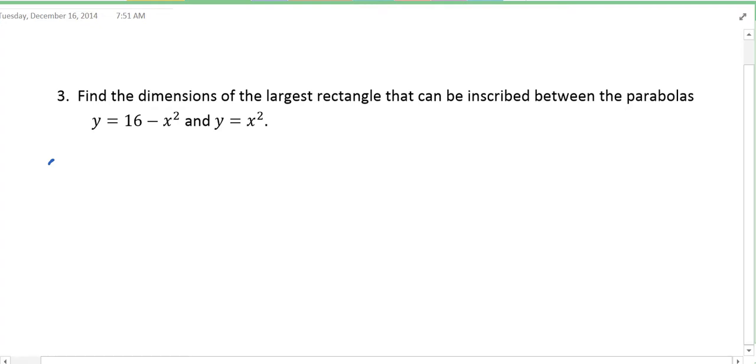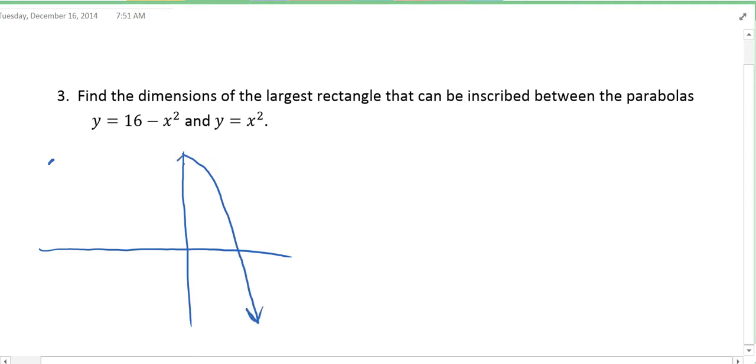So first thing we want is a picture, and the parabolas that they're giving us here, you guys can graph these. You should know what these look like. 16 minus x squared starts up here and comes down. All right, and y equals x squared starts here at the origin and goes up.